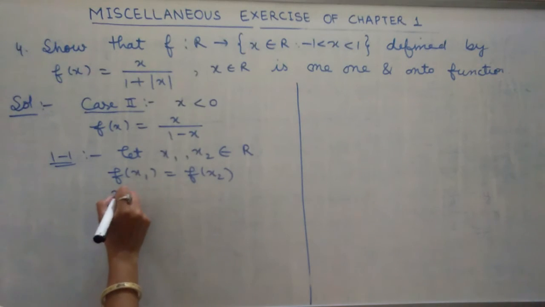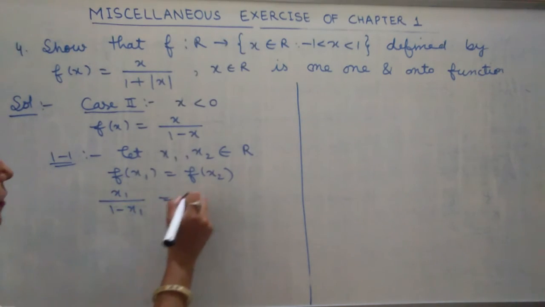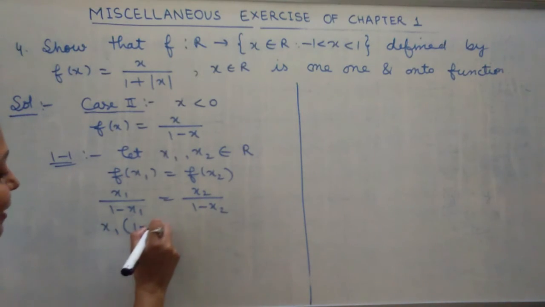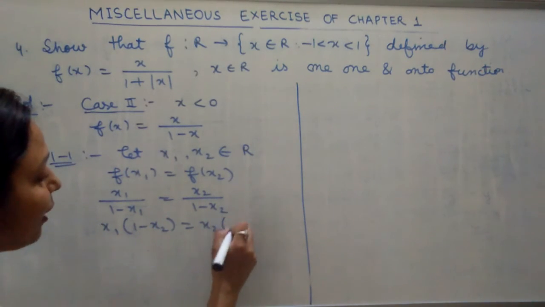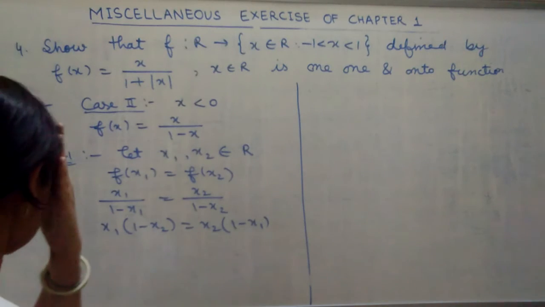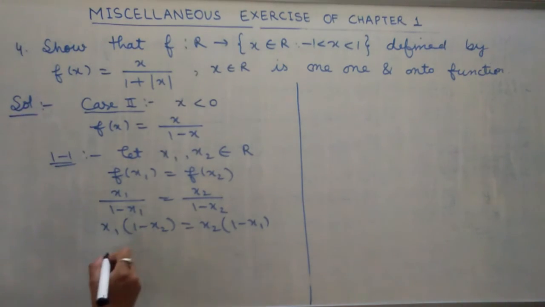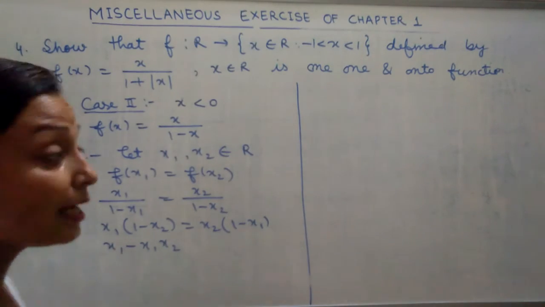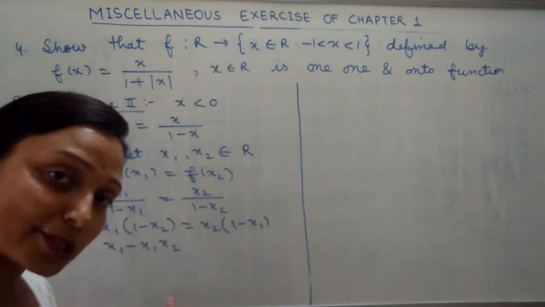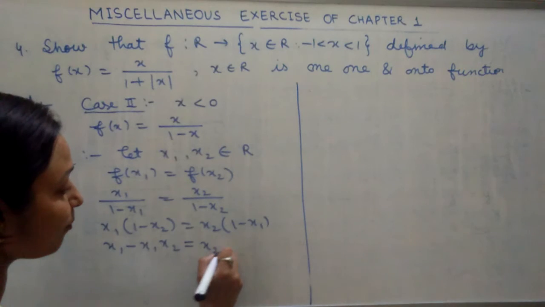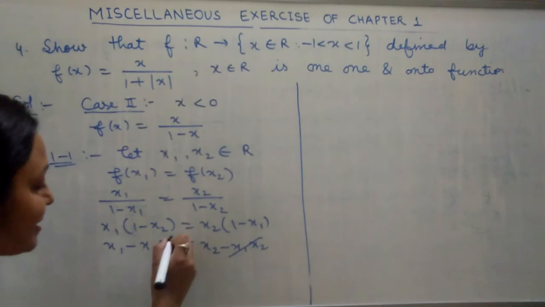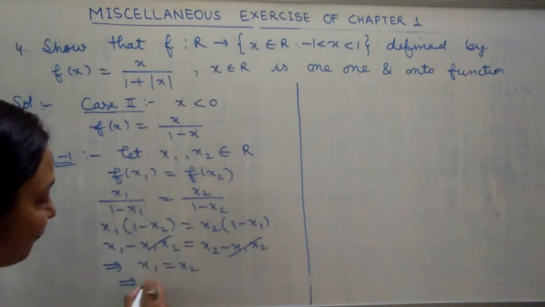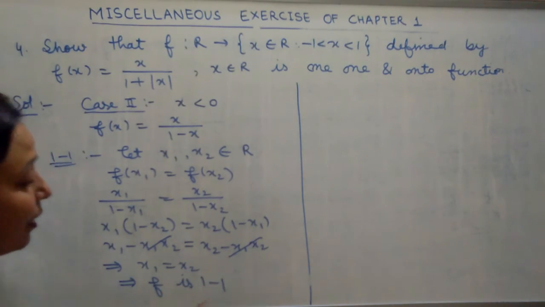Okay, put the value here: x1 upon 1 minus x1 equals x2 upon 1 minus x2. Take the cross multiplication: x1 (1 minus x2) equals x2 (1 minus x1). Okay, so this is the way. Now multiply out: x1 minus x1x2. Our target is to show x1 equals x2. So x2 minus x1x2. I will cancel this and this, and we have x1 equals x2, and f is 1-1.